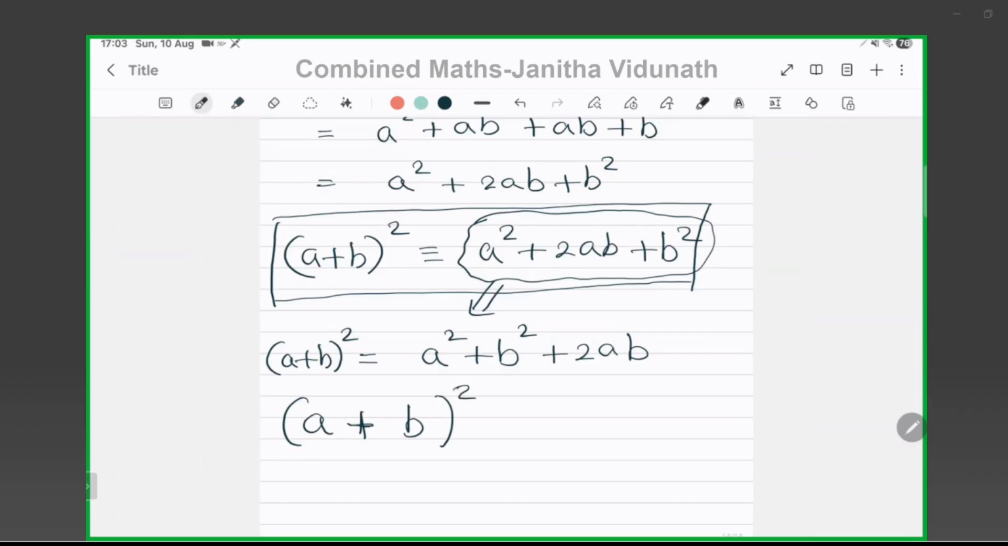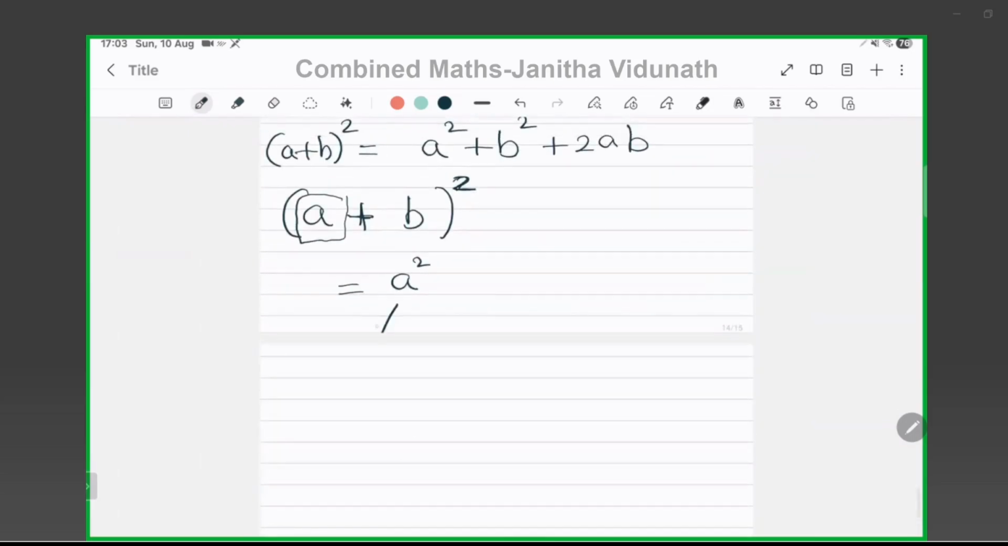We need to expand the second power of (a + b) whole square. Then the first term is the square of the first term. It is a square. This is the square of the first term.